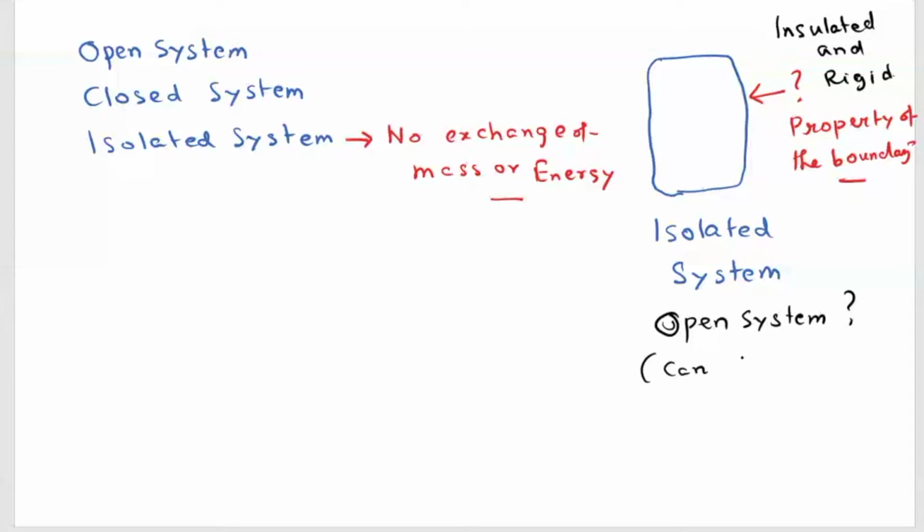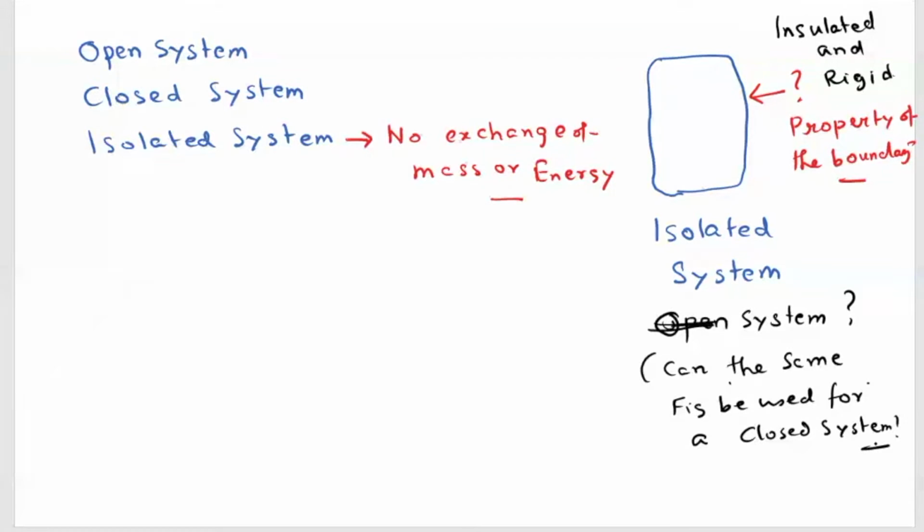I have a slightly different way of looking at things. Not open system, I'm sorry. Can the same figure, in fact, it can be used also, closed system? How? Of course you understand. So that you just take off the insulation, right? You just take off the insulation, it still remains rigid, and it becomes a closed system.